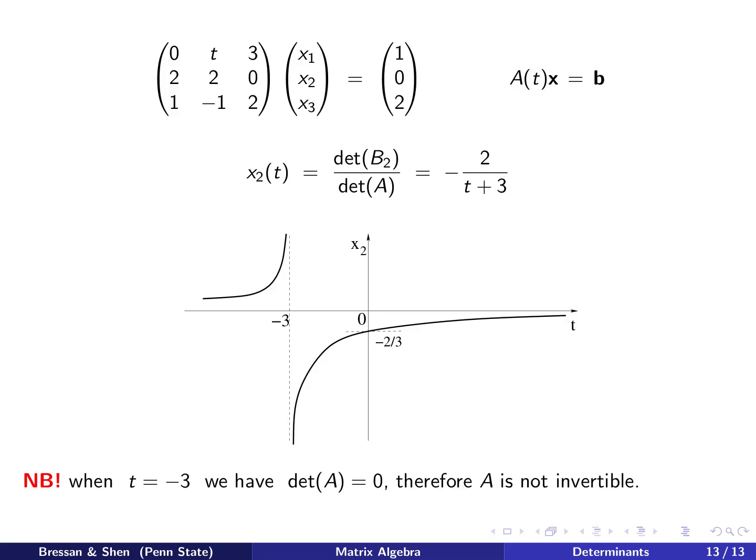And we can also note what happens when t equals -3. Well, we see that when t is -3, the determinant of A is 0. So the system here cannot be solved because A is now not invertible.